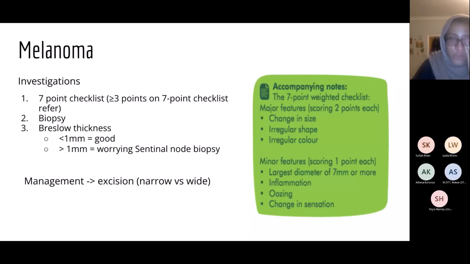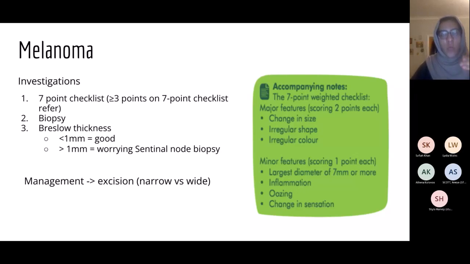And it is the single most important factor in determining the prognosis of an individual, because if it is above 1 millimeter, they say it's quite worrying, in that the lesion has invaded quite deeply, in which case you would also want to consider doing a sentinel node biopsy to see whether that melanoma has metastasized already.